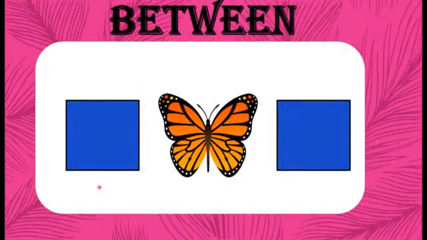Now here we can see two squares and in the middle we can see a butterfly. The position of the butterfly is between. Now repeat, say between. Between. The butterfly is sitting between these two square boxes. Between.